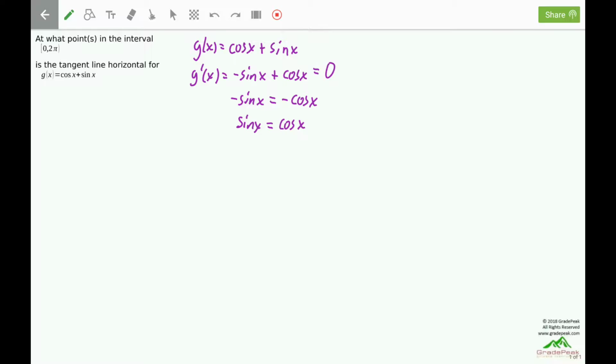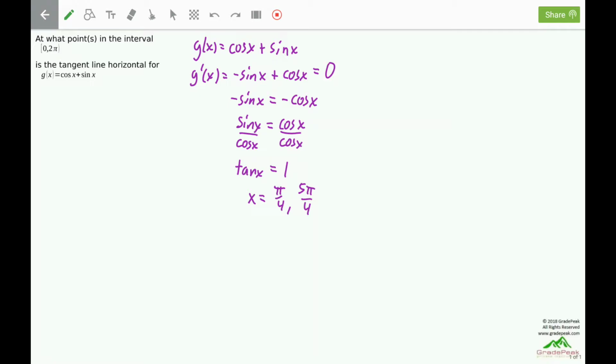But if you don't see that right away, another option is to divide both sides by cosine. This side turns into tangent, and this side turns into a 1. So it's equivalent to finding where the tangent is equal to a positive 1, and that's going to happen at π/4, and then over in the third quadrant, 5π/4. These are the x-coordinates.